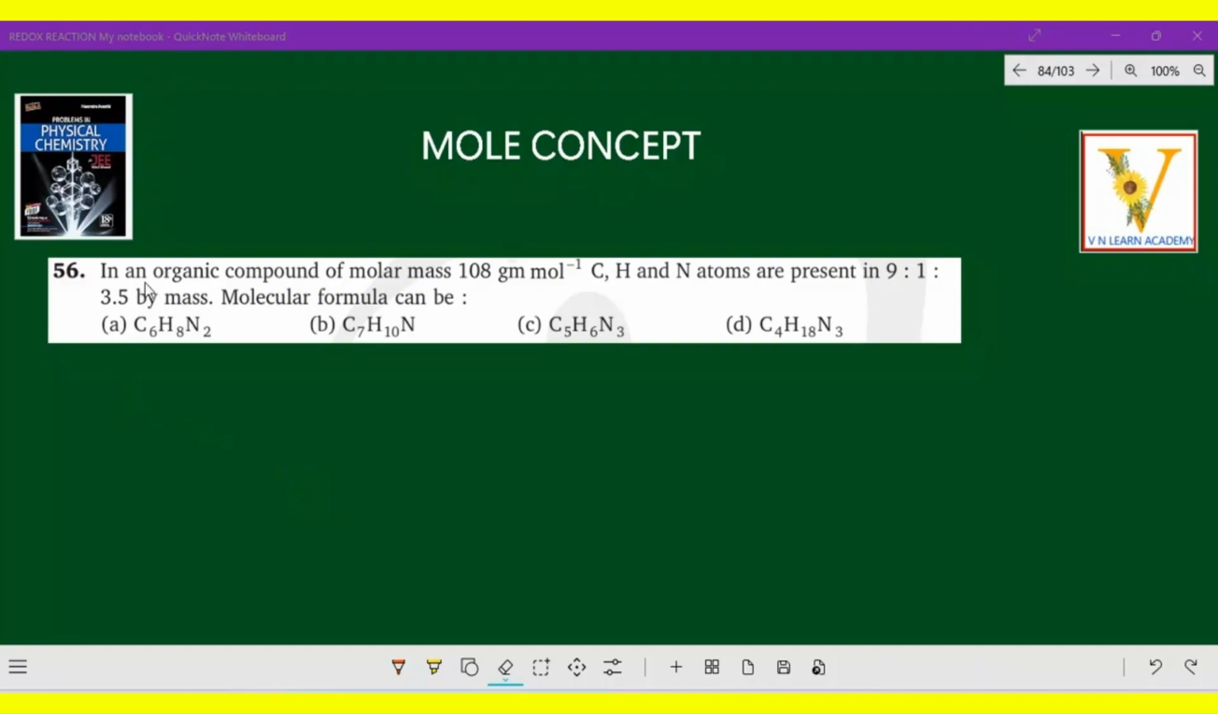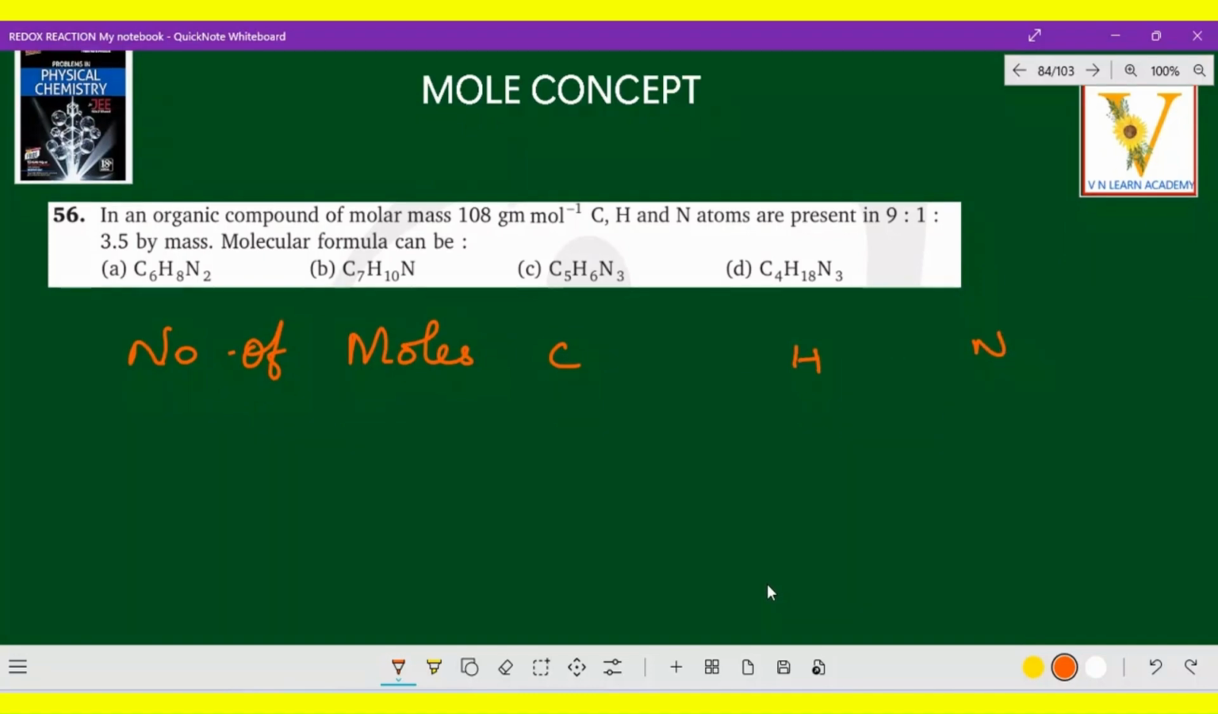The next question. In an organic compound of molecular mass 108 gram per mole, carbon, hydrogen, nitrogen atoms are present in 9:1:3.5 by mass. Molecular formula can be? Right now here, we can find out the number of moles to identify this answer. Number of moles of carbon, hydrogen and nitrogen atoms equals given mass by molecular mass.